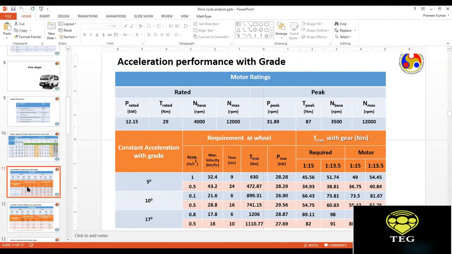Okay, going up a grade means we are going uphill, where it may be driving up a hill, an actual hill, or climbing a flyover. So these are all going up a grade. So once we go up a grade, then the torque requirements start to change.